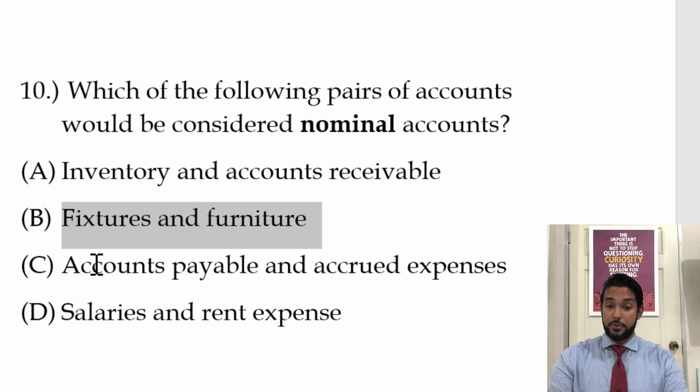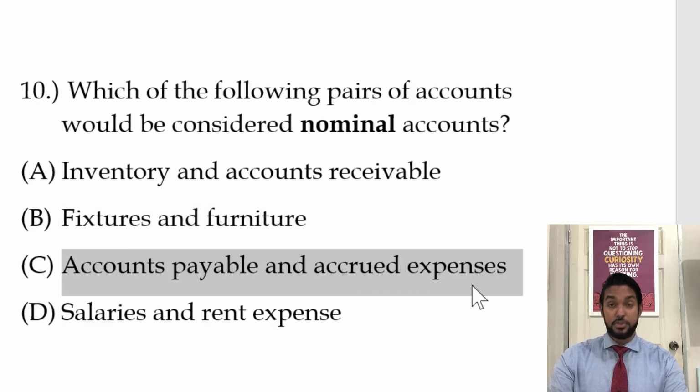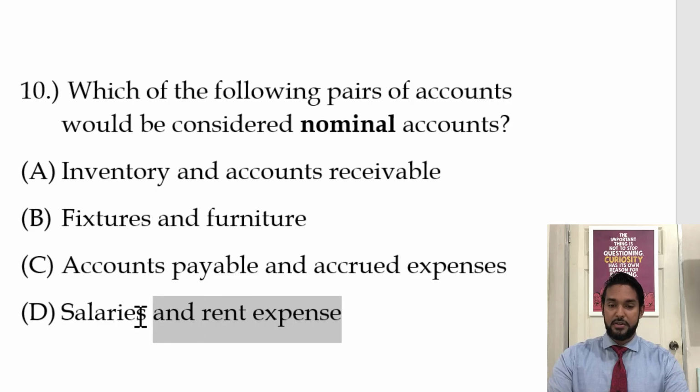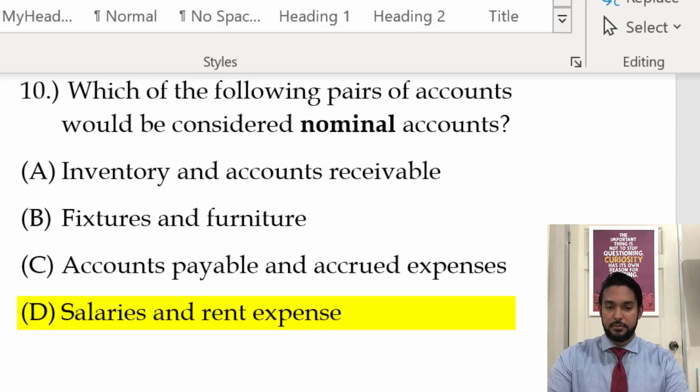Here we have accounts payable and accrued expenses. Those are both liabilities, so those are not revenues or expenses. Even though it says accrued expenses, the accrued portion of an expense is a liability, hence it itself is not an expense. Look, salaries and rent expense. Those two are definitely nominal accounts.